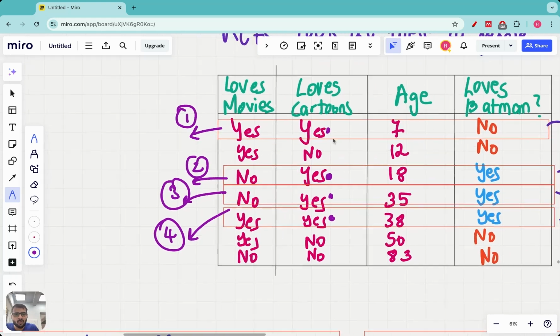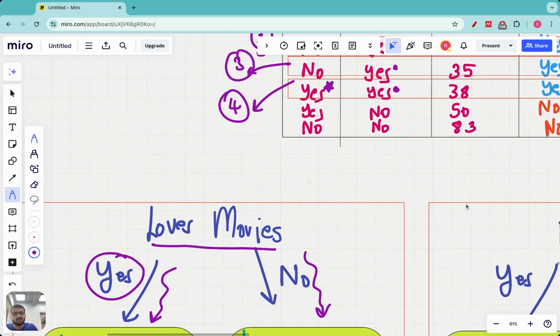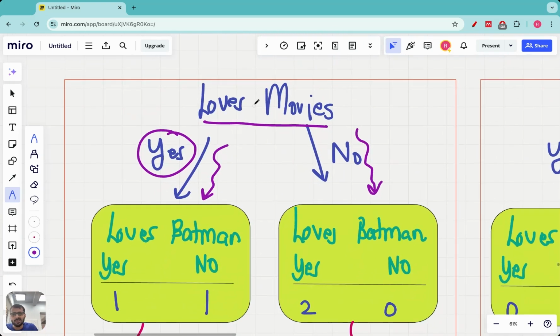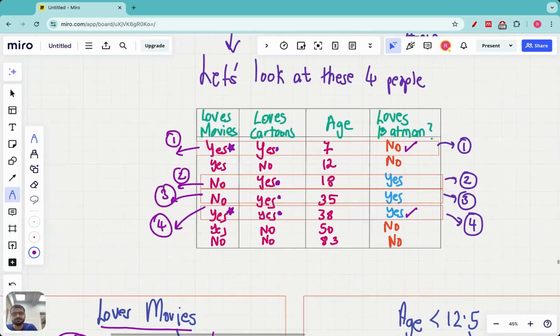So let's look at these four people and let's see out of these four how many have answered yes to loves movies. So it seems there is one and one. So there are two people who have answered yes. So let's look at whether they love Batman. The first person does not love and the second person loves Batman. So it is one yes and one no. So in the yes loves movies category, we have one person who loves Batman and one person who does not love Batman.